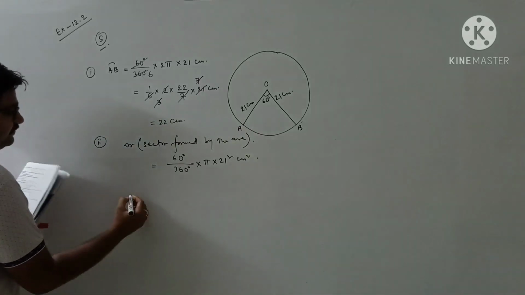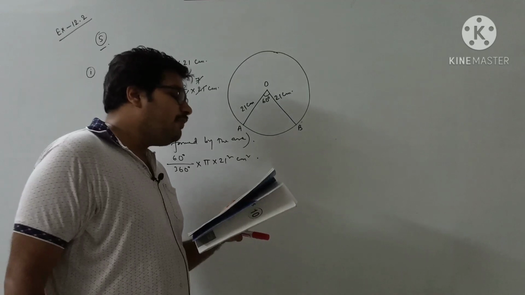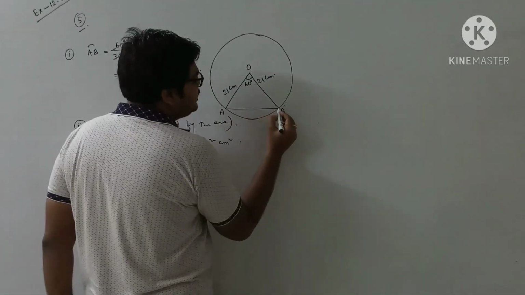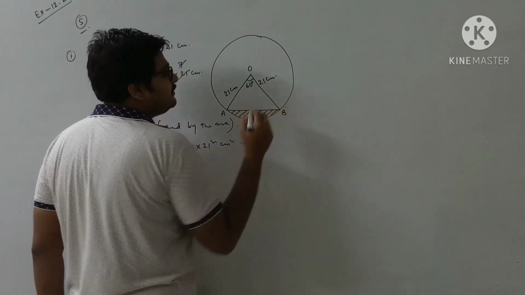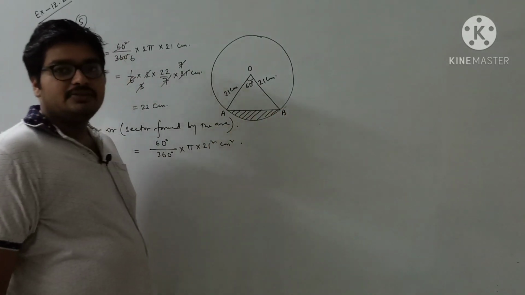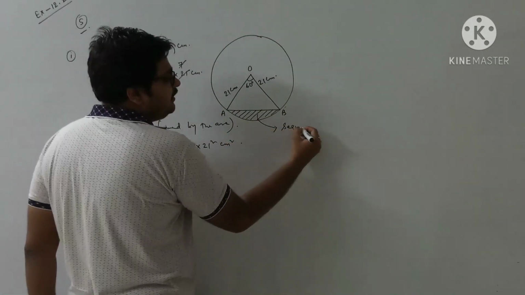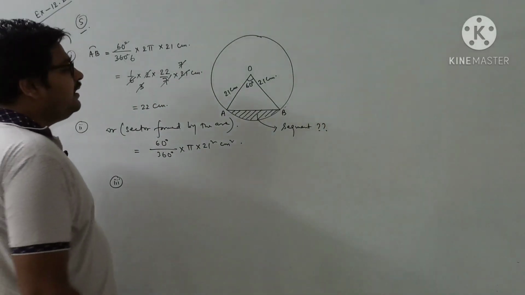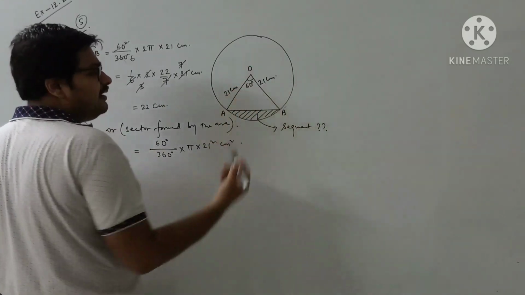Now third one. Area of the segment formed by the corresponding chord. Segment to this one. Because for this, the corresponding chord is AB. So I have to find out the area of this shaded area. This is the segment we have to find out, whose area we have to find out. Very easy. From this sector area, if I subtract the area of this triangle, then we get it.